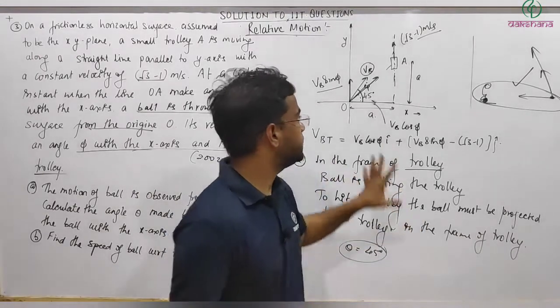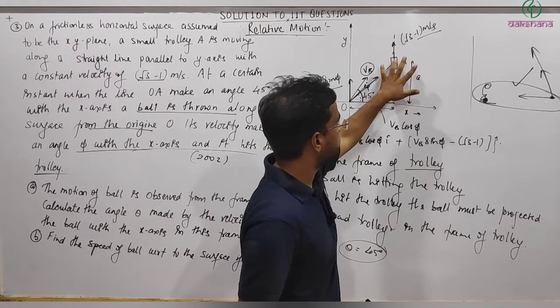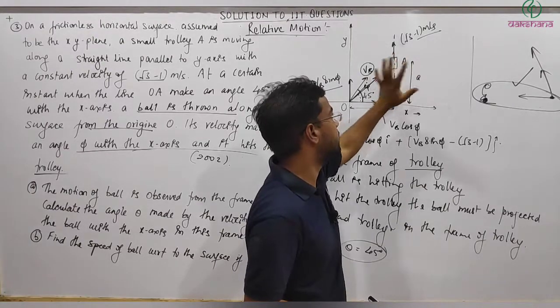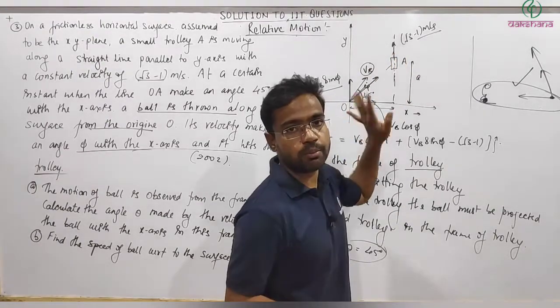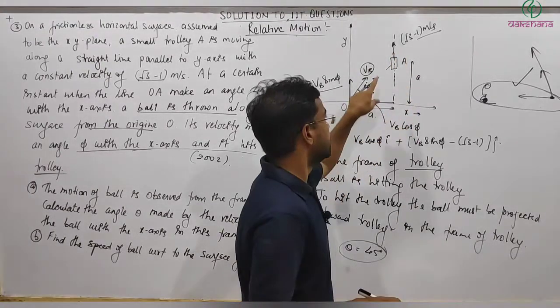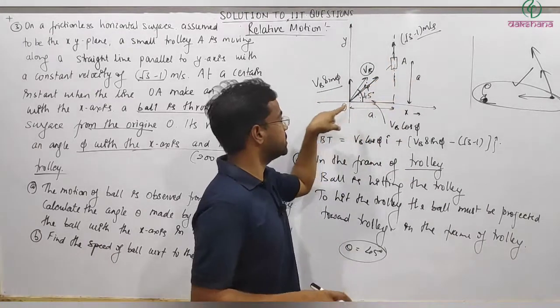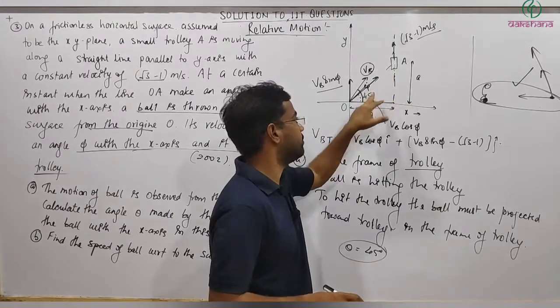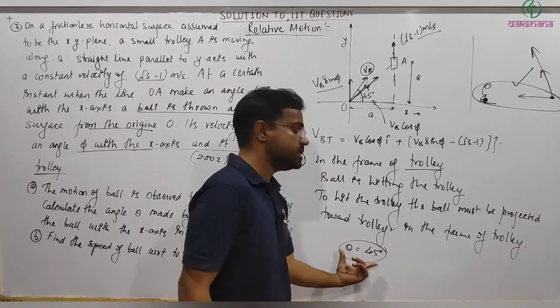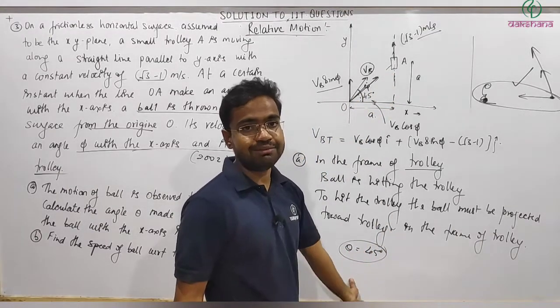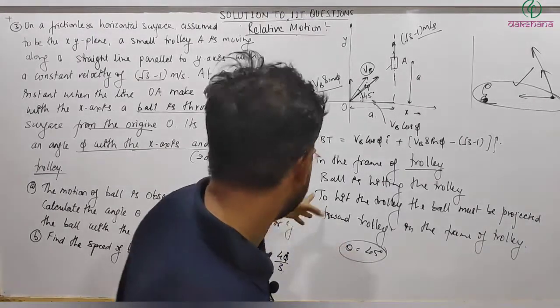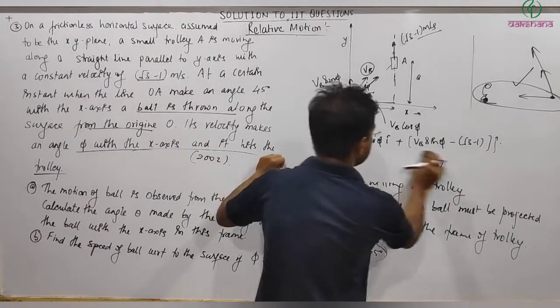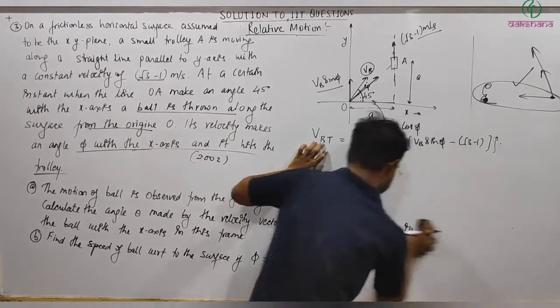Getting it? Simple thing. So if an object is coming towards the trolley in the frame of trolley, then only the ball can hit the trolley. So in the frame of trolley, the ball must make an angle of 45 degrees, because the trolley itself is making an angle of 45 degrees with the x-axis. That means this theta is coming out to be 45 degrees. This is part 1. Let me erase this part. I hope it makes sense to everyone.